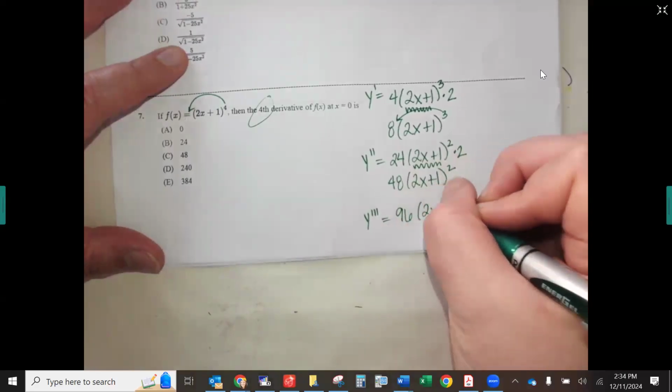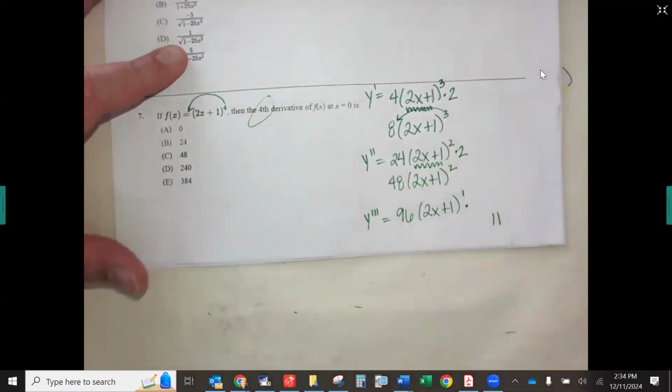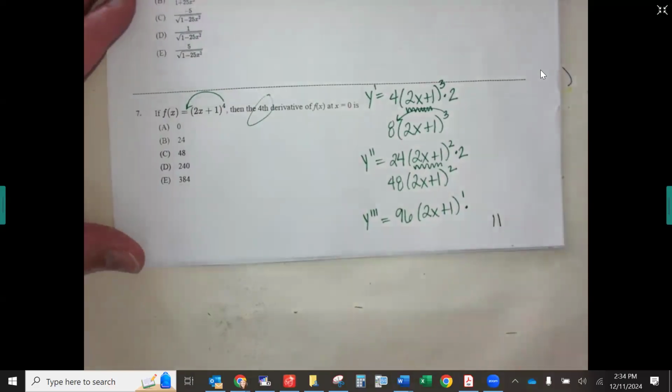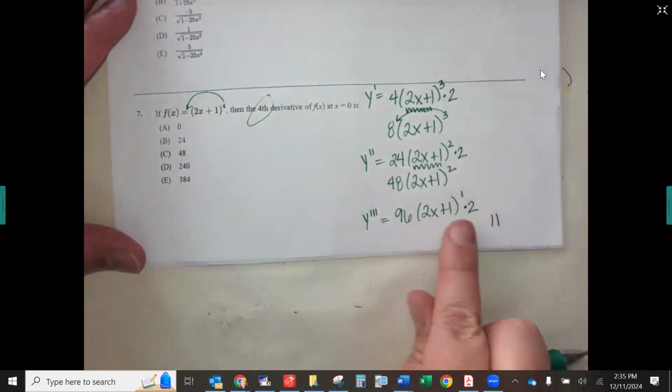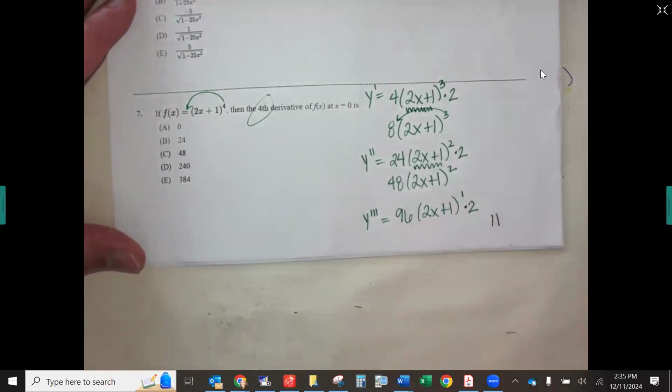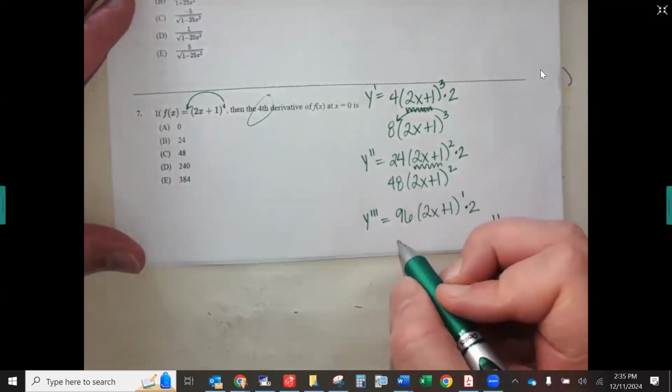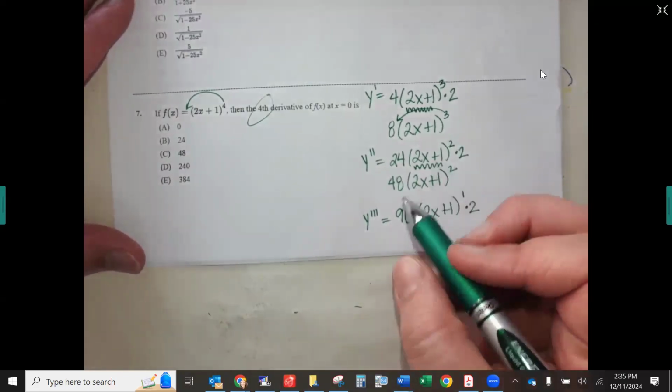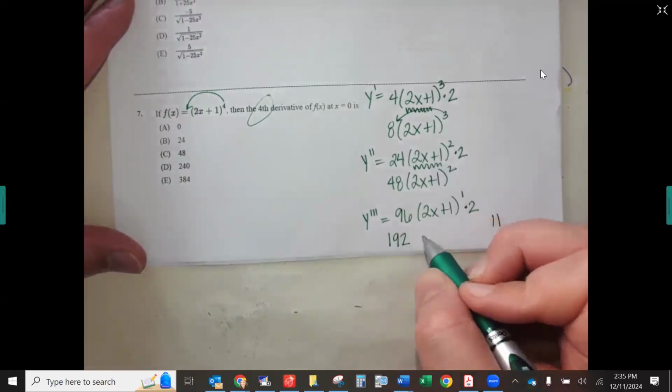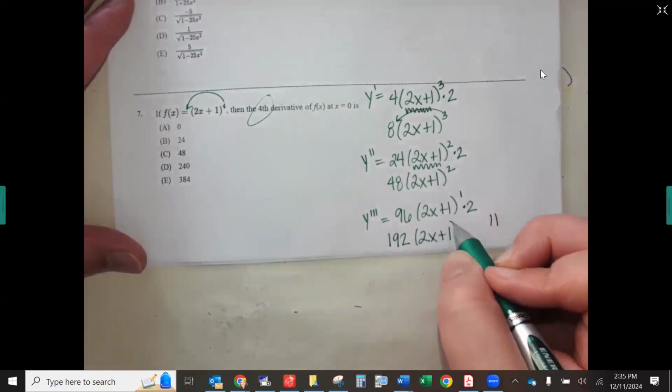2x plus 1 is going to stay to the first power times, what's the derivative of the middle? And then 2 and 96 give you how many? Yeah, 192. Where are you getting that from? Because of the chain rule.